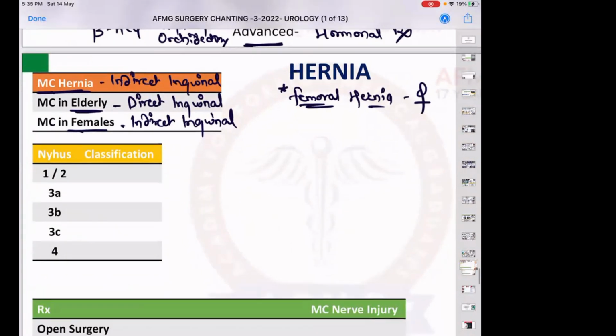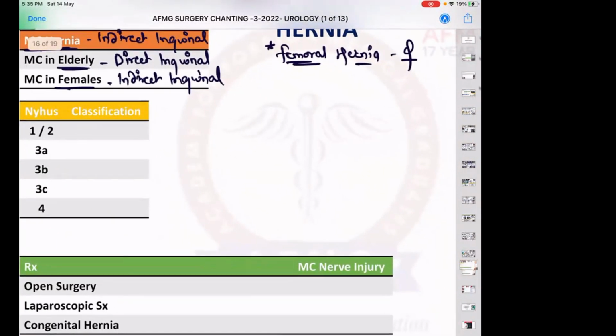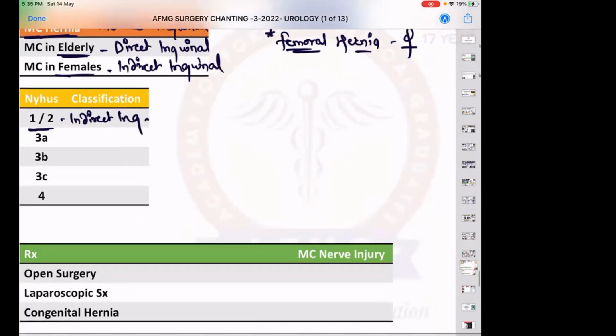No issues with this. Now the NIHS classification of hernia. Class 1 and class 2 are the indirect inguinal hernia. Class 3A is the direct inguinal hernia.